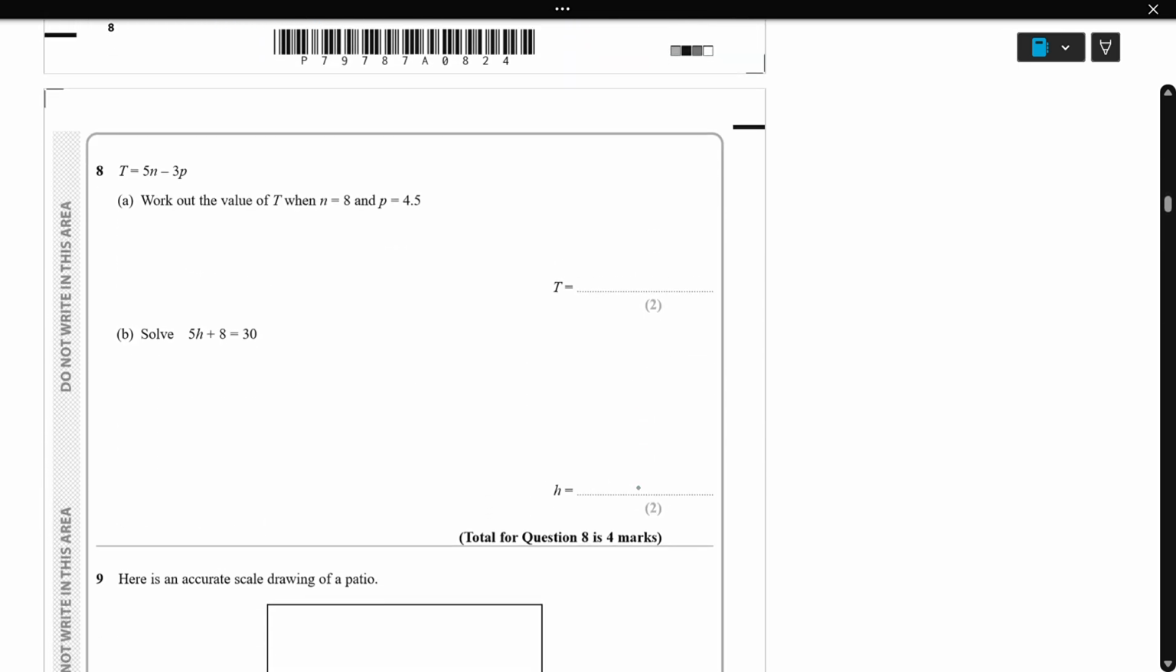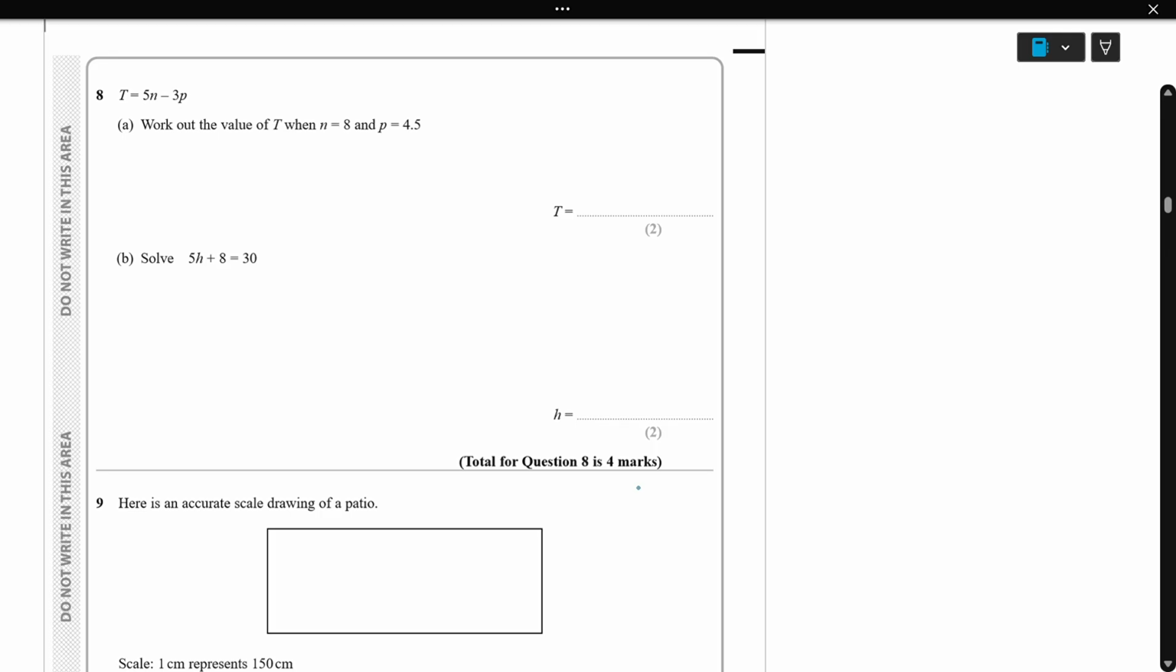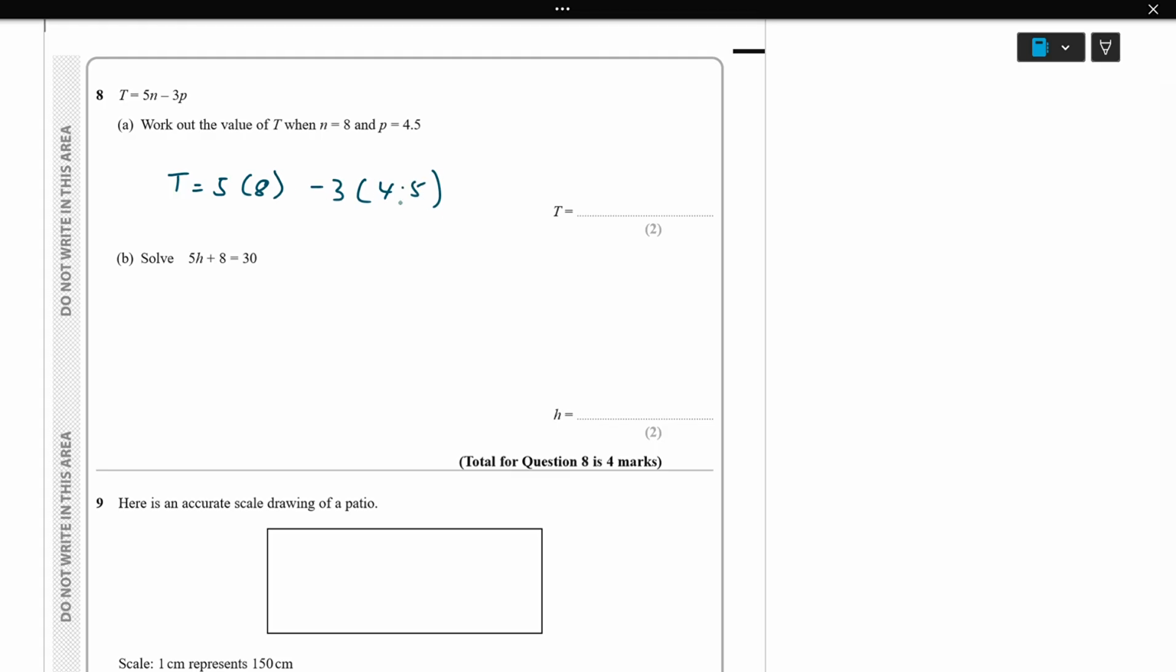Next, question number 7. T equal to 5n minus 3p. Work out the t value when n equal to 8 and p equal to 4.5. So t equal to 5 times, just plug in the n value, which is 8, minus 3 times, plug in the p value 4.5. So when you work it out, the answer is going to be 26.5. So actually it is 40 minus 13.5.